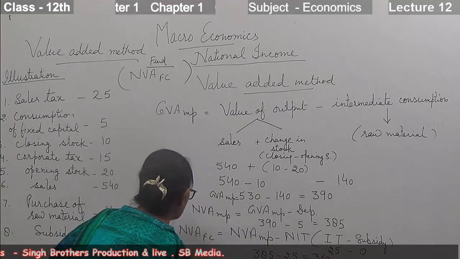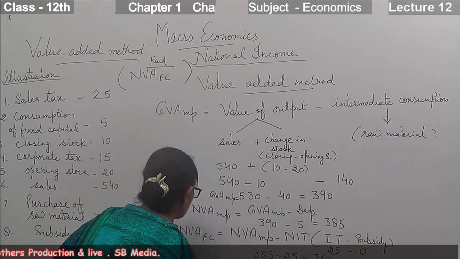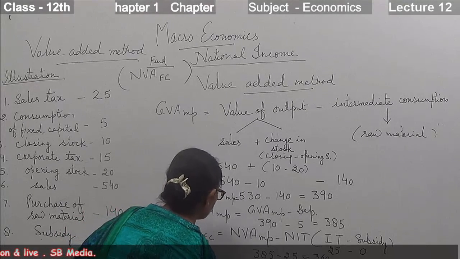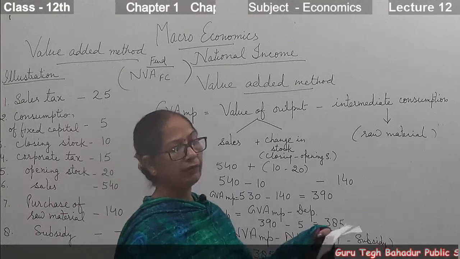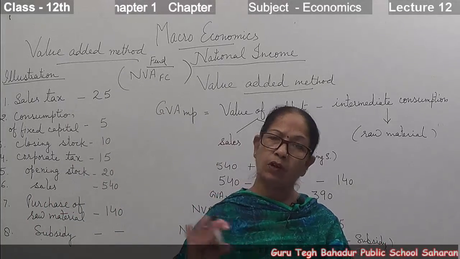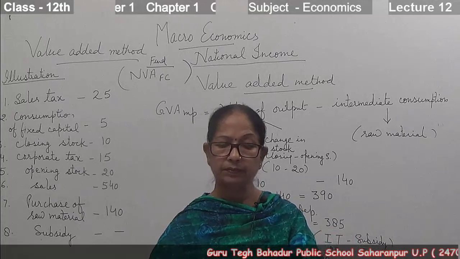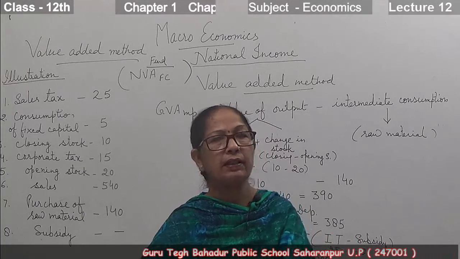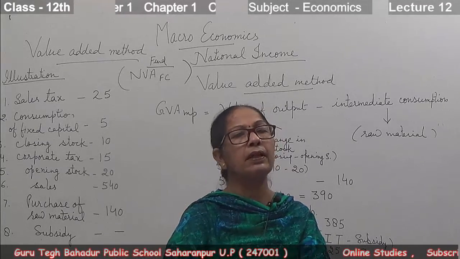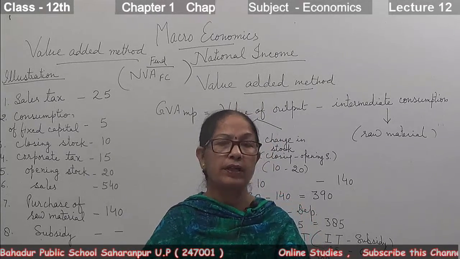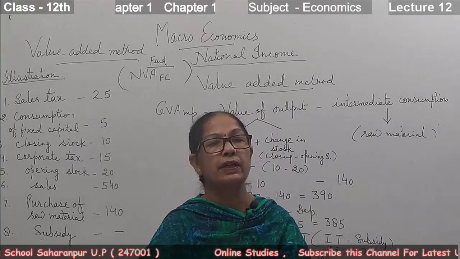NVAFC is equal to 360. So students, one illustration I have given you, and following this formula you can do all the questions very easily. So value added method I have explained to you. If there is any problem in any of the question, you can ask.